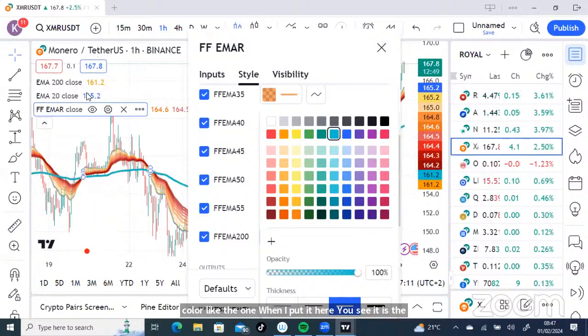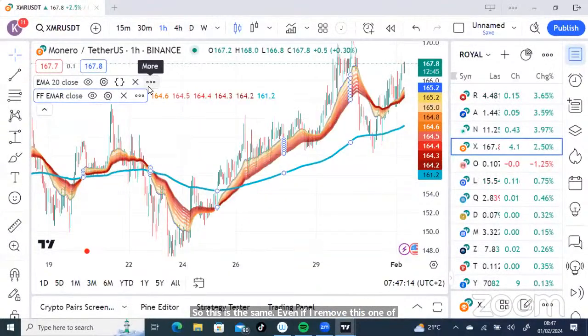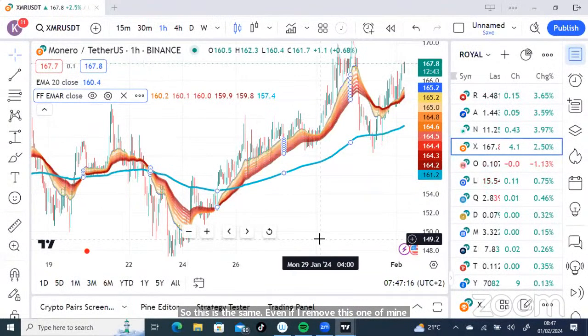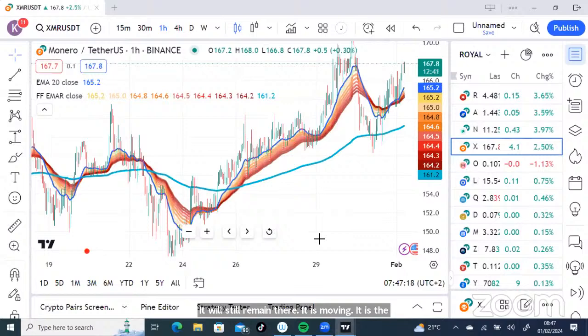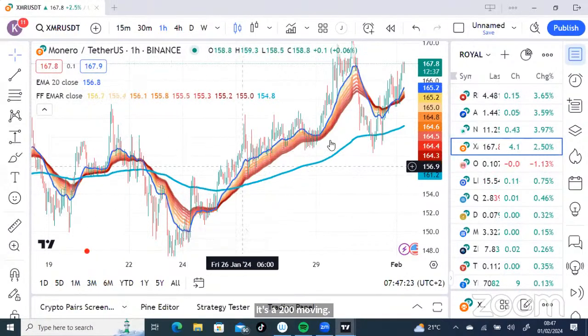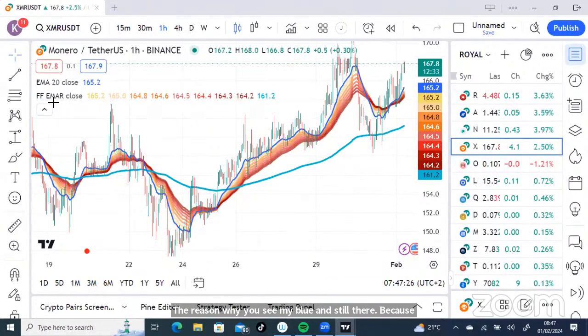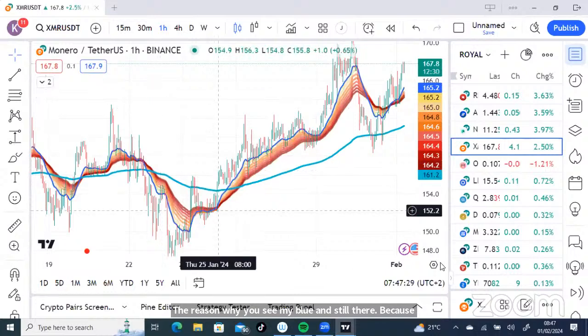Even if I remove this one of mine, it will still remain there. It is moving. It is the same. It's a 200 moving average. The reason why you see my blue one still there is because in his combination, he starts from 21, but mine is a 20 moving average.